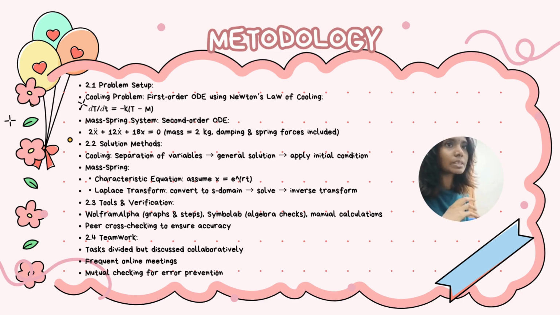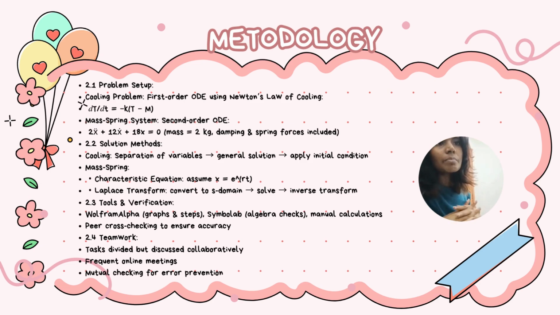For the problem setups, problem number 1, thermometer cooling. This involves a first-order differential equation using Newton's law of cooling. The equation dT over dt equals negative k in brackets T minus M describes how the temperature T changes over time t, where M is the surrounding temperature and k is a constant that depends on the specific thermometer and condition.